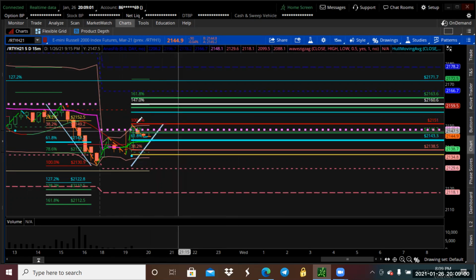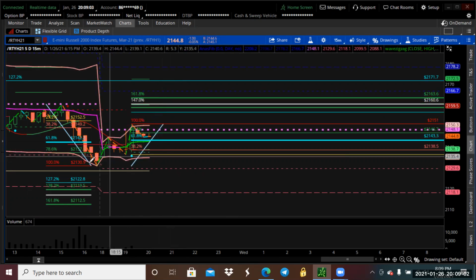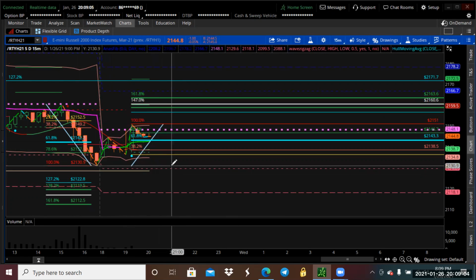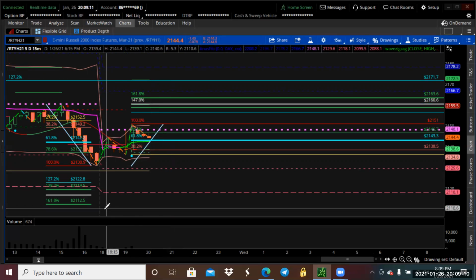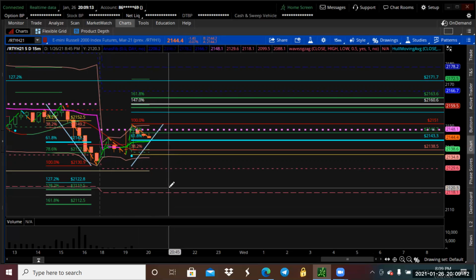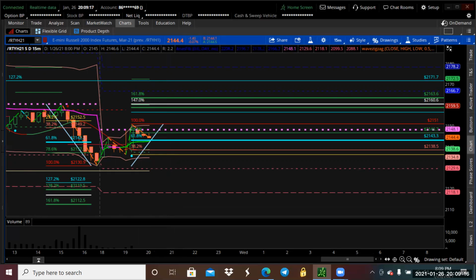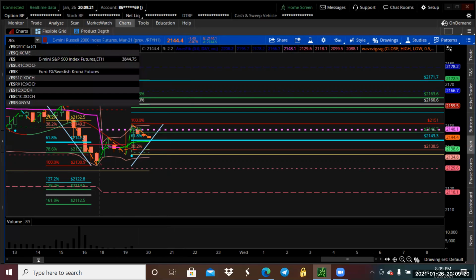But if we fall below VWAP, I would target this low at 2130 area and possibly here to 118 to 2112 on RTY. Let's go to ES.